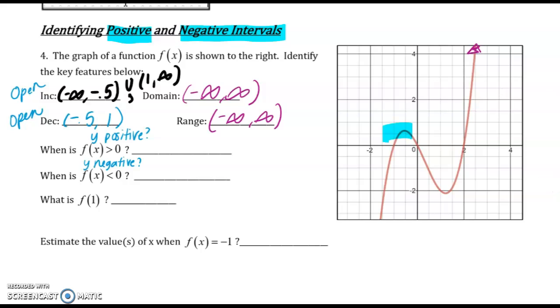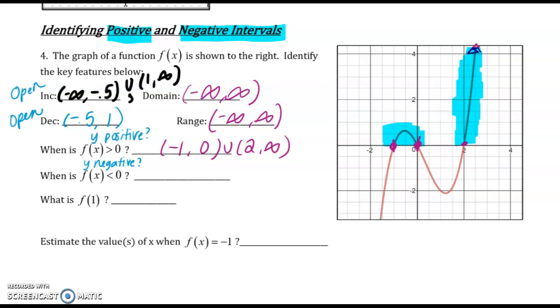Well, they're positive right here, and they're positive right here, okay? So we're just going to say what x values those are at. So from negative 1 until 0, and then again from 2 until infinity. Okay, but if I had said greater than or equal to 0, I could have included these endpoints, right? But I didn't. I said when is it greater, so I didn't include them. That's why I used parentheses there.